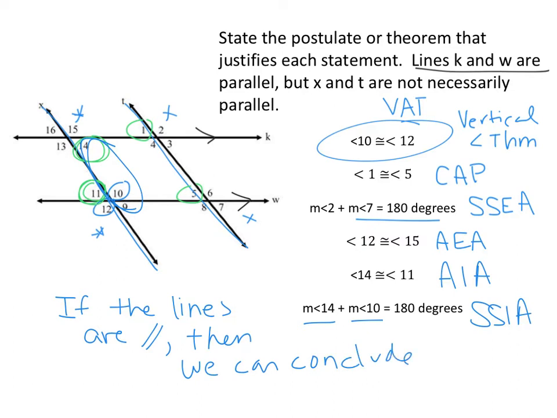This is the original one. The converse would be if I told you that angle 1 and angle 5 were congruent, then you can conclude that the lines are parallel. That's the converse.